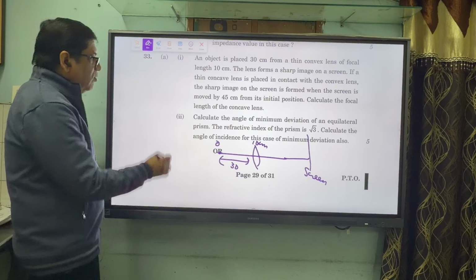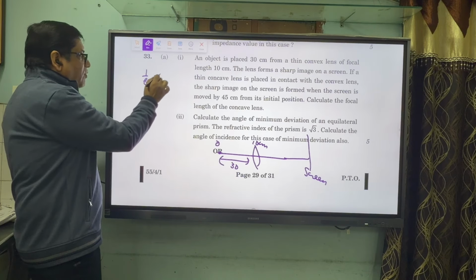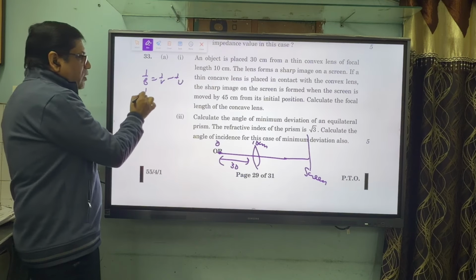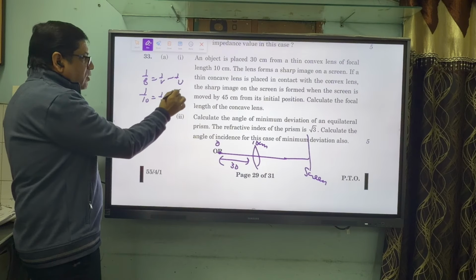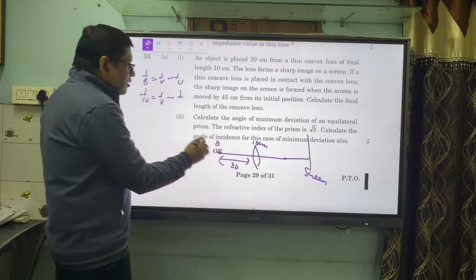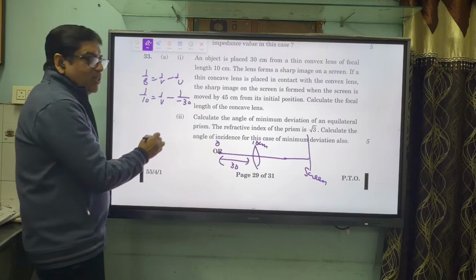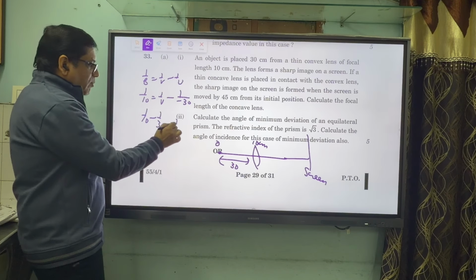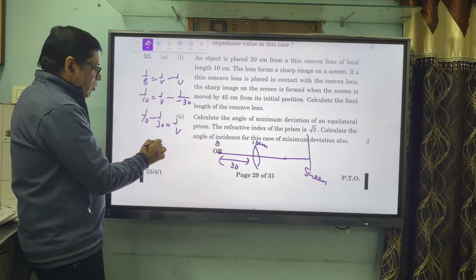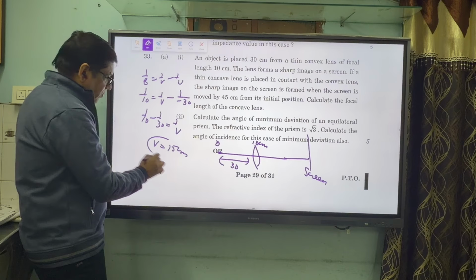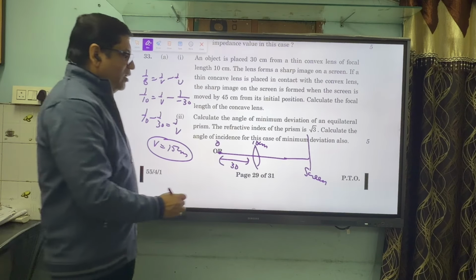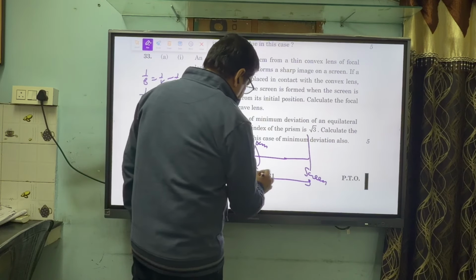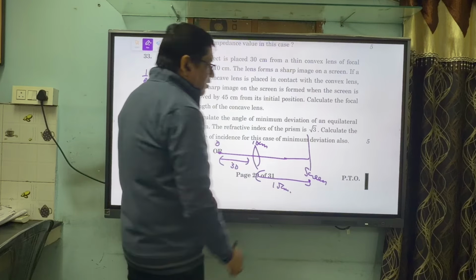कहाँ बन गई? लेट अस फाइंड आउट यूजिंग लेंस फॉर्मूला 1/f = 1/v - 1/u. focal length 10. Object is to the left of the lens, so we take -30 according to sign convention. This will become plus 1/10 minus 1/30 equals 1/v. So LCM ले लो, solve करो, it will be 15 centimeter. So image बन रही है 15 centimeter पर.